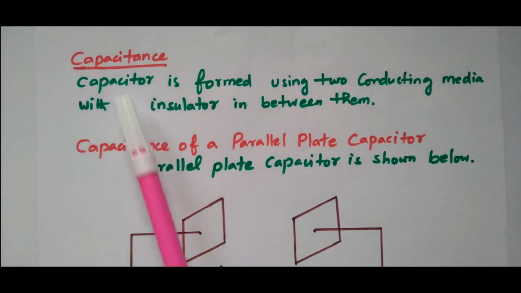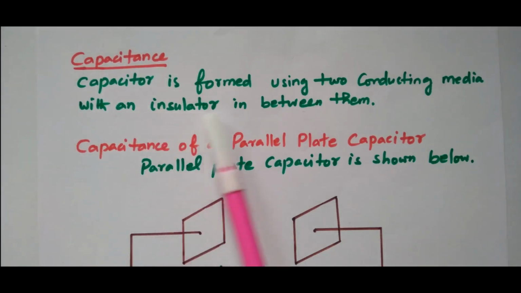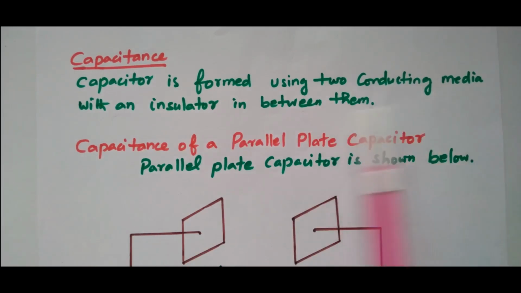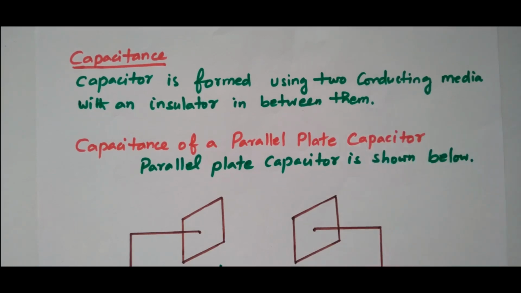You know that a capacitor is formed using two conducting media with an insulator in between them. So the capacitor is a storage element. There are two conducting mediums, and in between them insulating material will be present. So two conducting media with an insulator is called a capacitor, right?